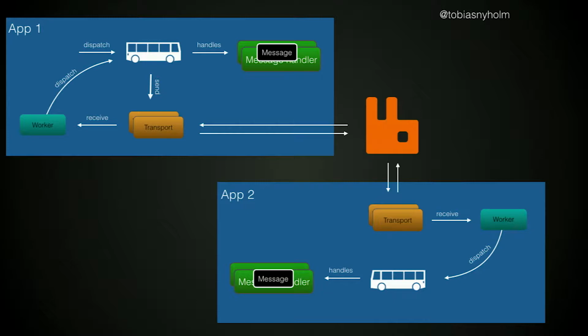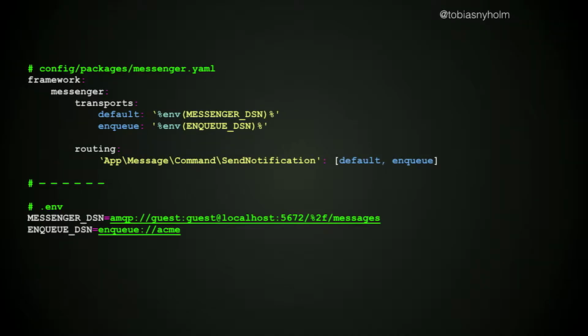Nothing is opinionated here. This is so flexible, you can do whatever you like. It's just how you configure it or how you relate to this. So if you want to configure PHP-enqueue, you just add another transport and you add another DSN here. And then you say that your send notification message should use both these transports, or just one transport, or no transports. You decide yourself.